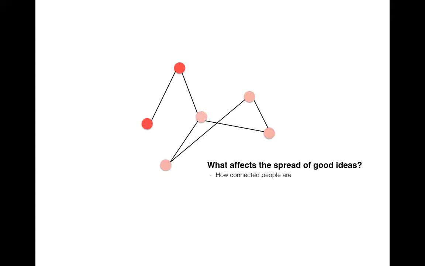So from this, you can start to get an idea already of how good ideas can spread. One factor is how connected people are. Another factor is whether people will actually change their minds. For example, that guy in the middle can decide to take the better idea that someone else has, and that good idea can then spread to the rest of the network.